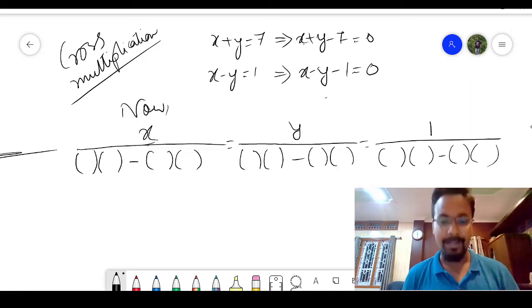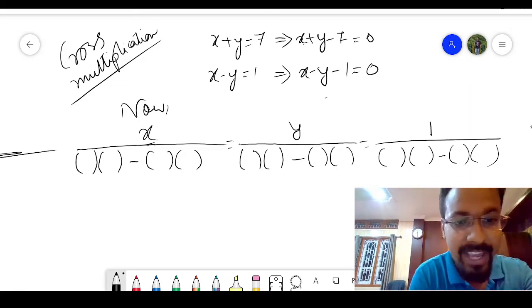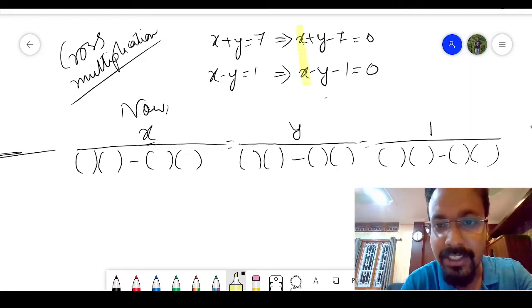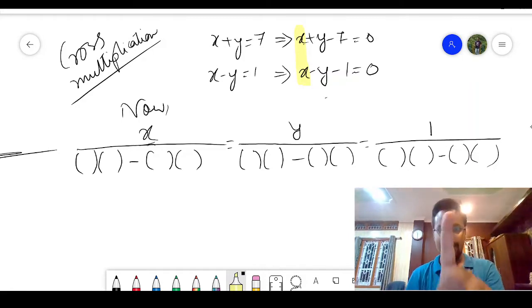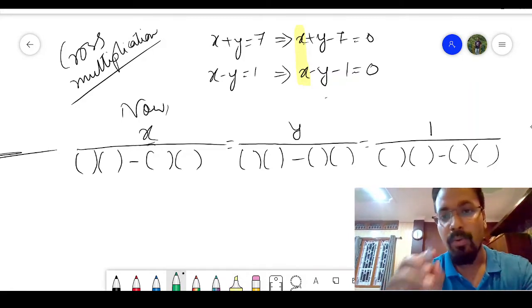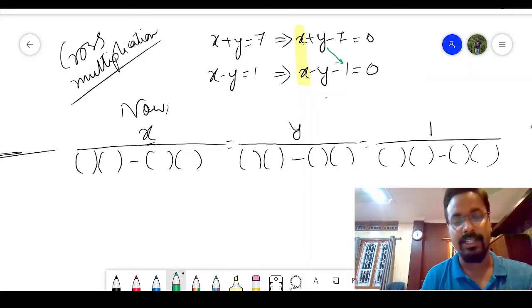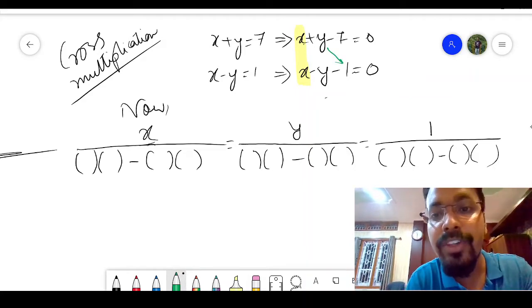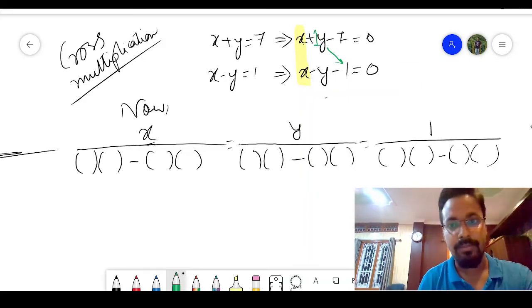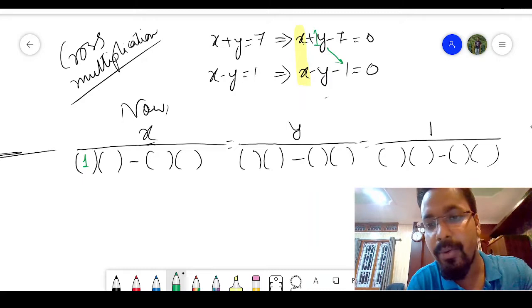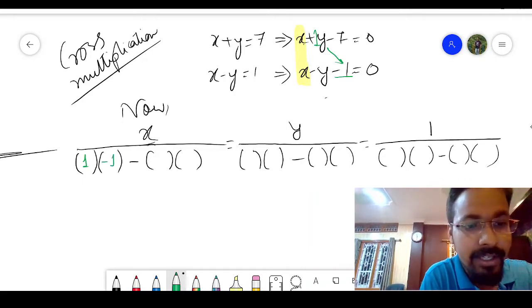Which values? Let's see. For the first one, when we have x, your job is to hide x. Think that x does not exist. Okay, put the finger over x. Now let's move ahead. Now we will multiply this coefficient of y with the constant here. What is the coefficient of y here? Coefficient of y is 1. So we will write 1 here. And here we have minus 1. So we will write minus 1 here.